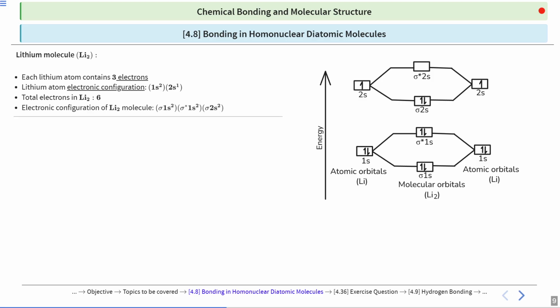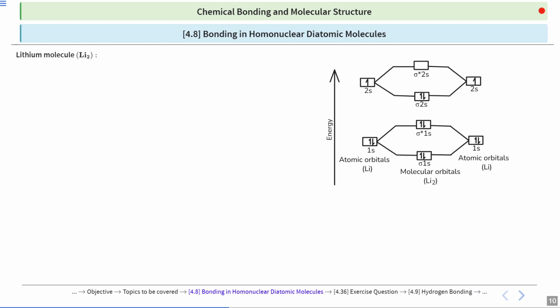Now, let us write the electronic configuration of Li2. How do we write it? It will be sigma 1s2, sigma star 1s2, and sigma 2s2. And I guess it is very clear from the MOT. Sigma 1s has 2 electrons, sigma star 1s has 2 electrons, whereas sigma 2s has 2 electrons. So we got the electronic configuration of the Li2 molecule. Now, we will try to obtain useful information out of this configuration and molecular orbital diagram.